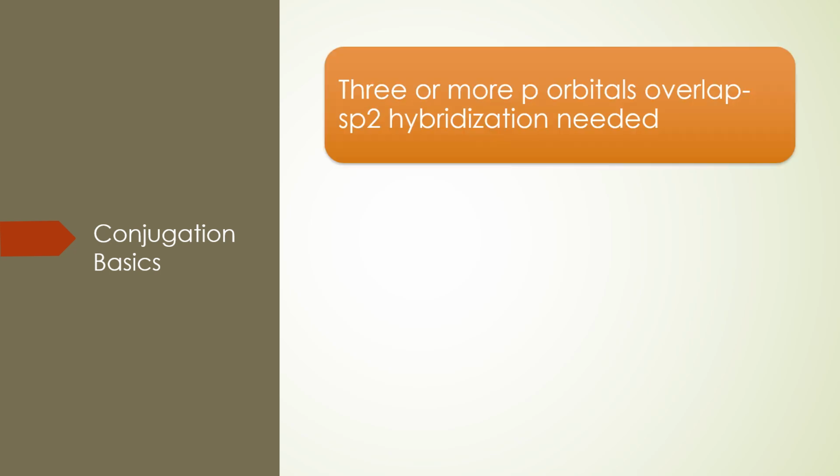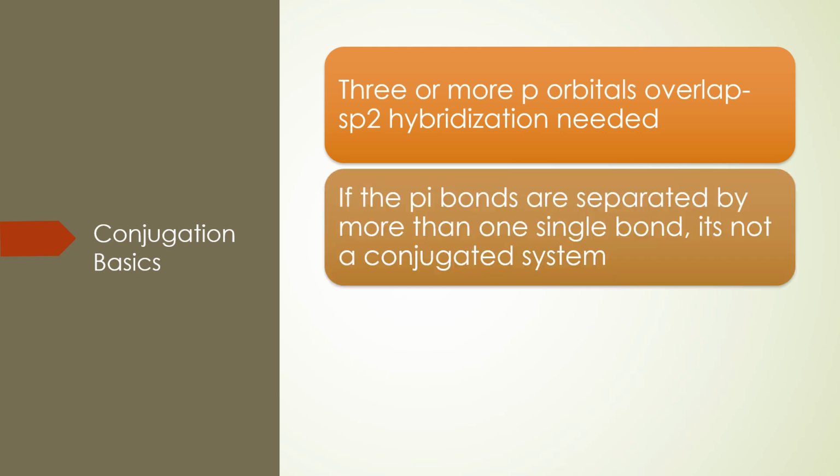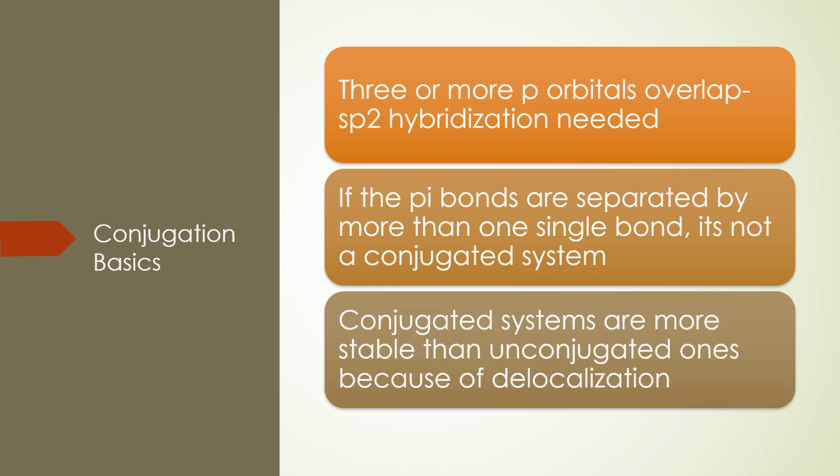It happens when there are 3 or more p orbitals that overlap. To do this, you need at least 3 sp2 carbons next to each other. If the pi bonds are separated by more than one sigma bond, it's not a conjugated system. Because of the delocalization, conjugated systems are much more stable than unconjugated ones. The reason why the carbons in the system have to be sp2 is so that their p orbitals can interact.